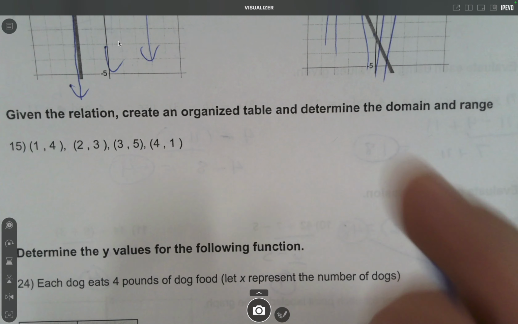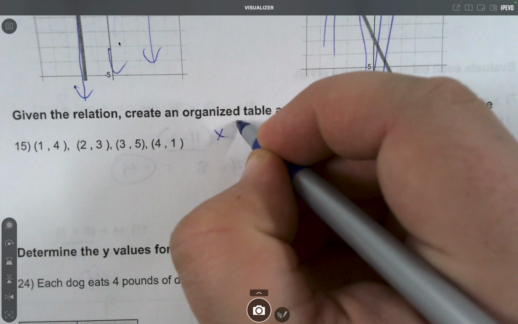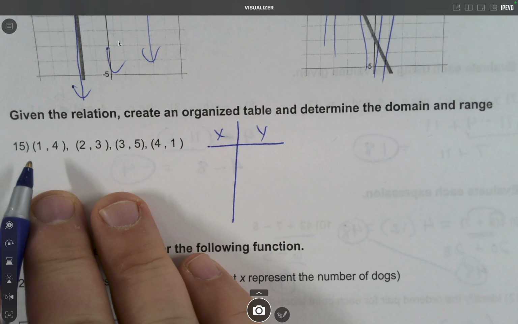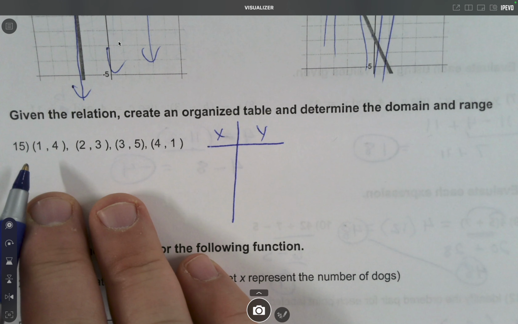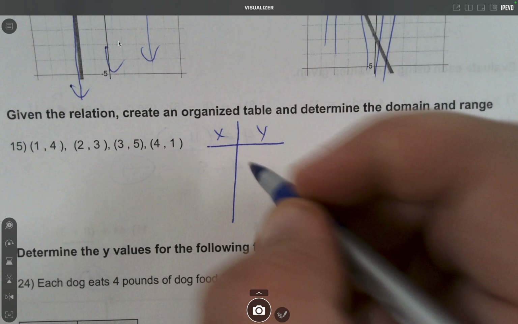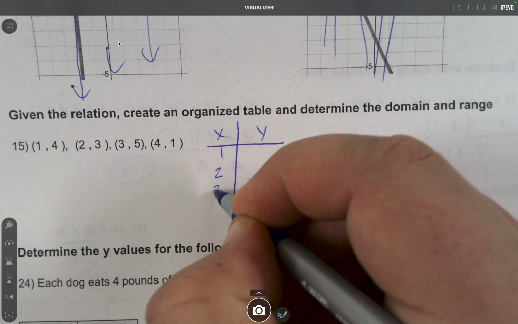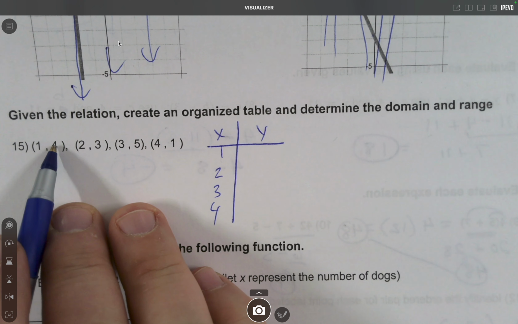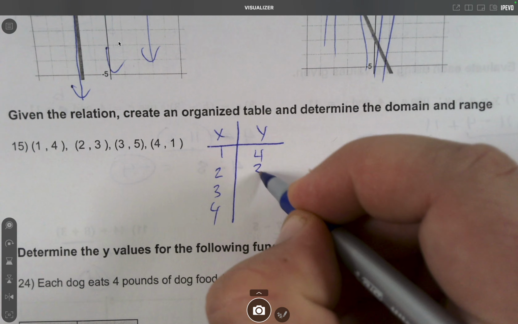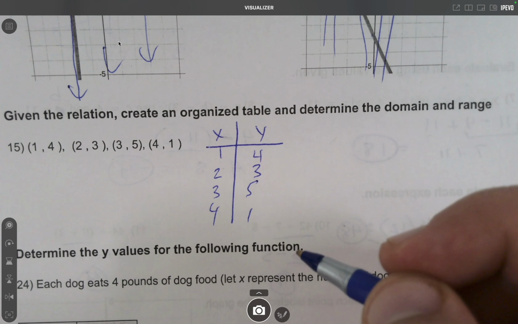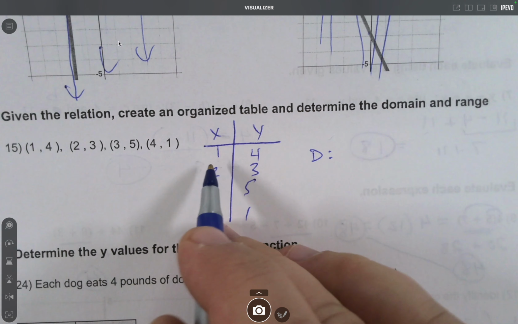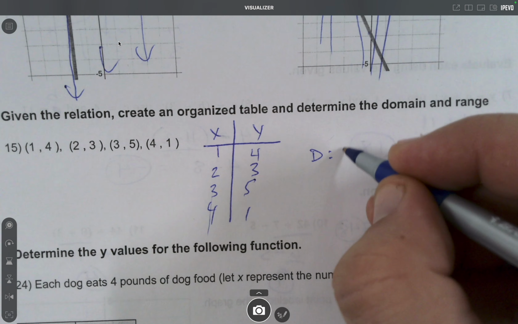Okay, number 15, we're creating a table first. And for the table, we'll just go in the order they give it to us. So our x values are 1, 2, 3, and 4. Y values are 4, 3, 5, and 1. Then for the domain, we'll just write a D and a colon. We'll just write these 4 numbers.